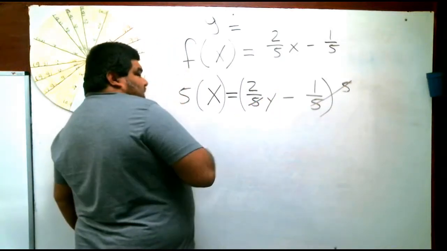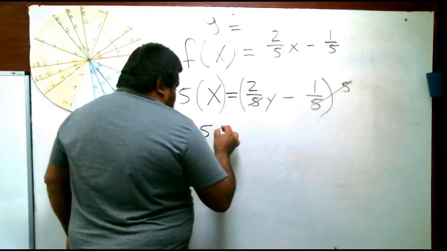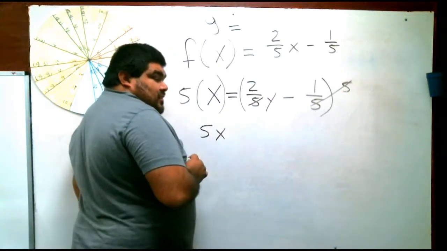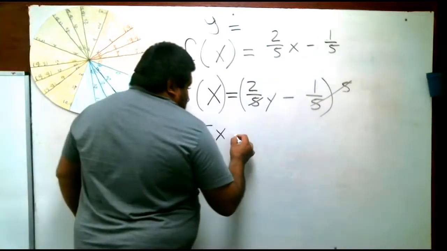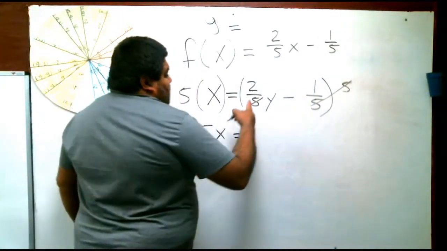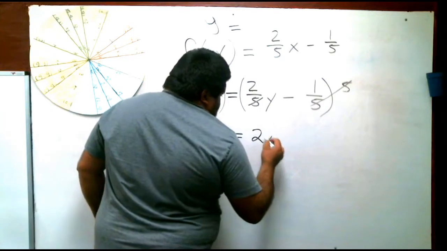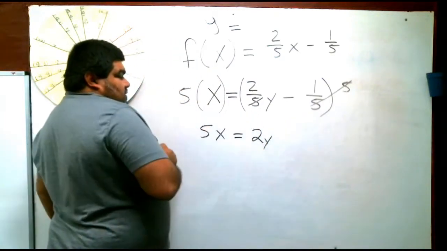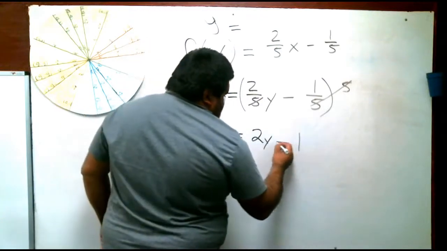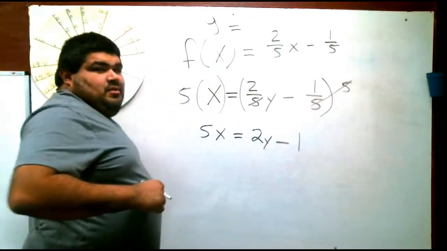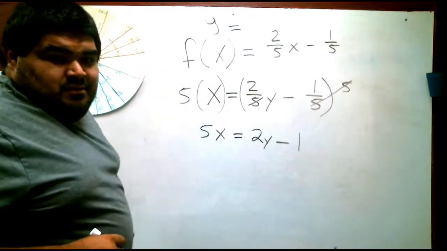So 5 times x, we have 5x, because a variable and a number cannot combine. 5x equals 2y, because we got rid of the 5, right? Because we moved it over here. Minus 1. Okay? Because again, we did 5 on both sides.